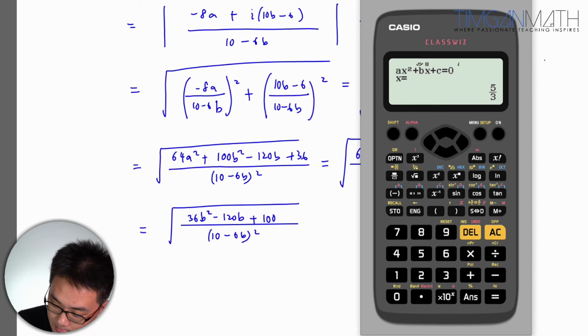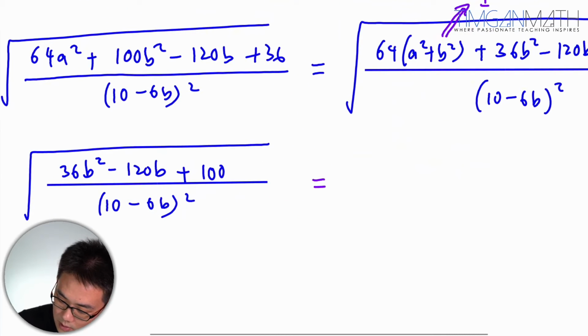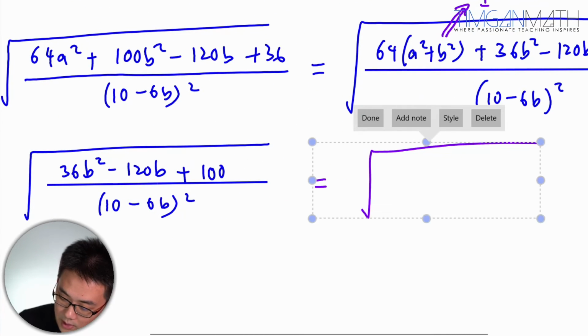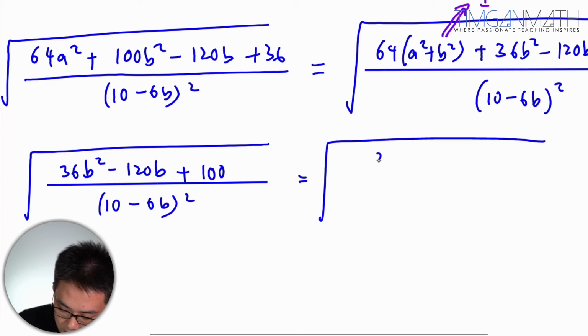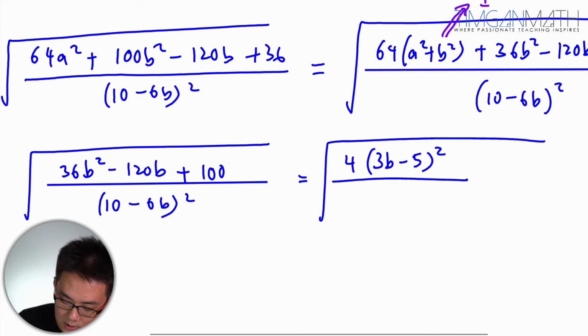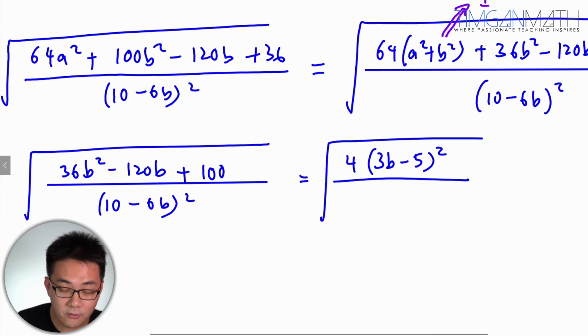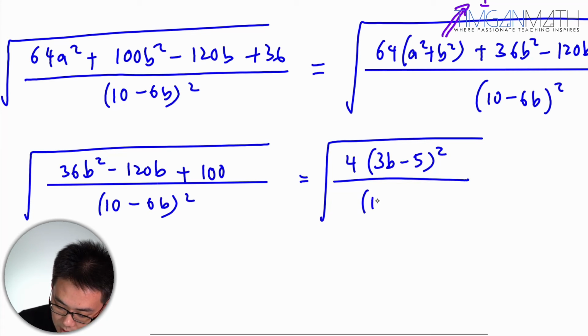So this will be, oh, this is a perfect square. Great, great. So this is, be careful, this is 3b minus 5. But you have to be careful, okay? This is 3b minus 5 square times 4 in front, because this is 36 in front here. Actually, it factors the 4 out, so the bottom will be 10 minus 6b square.